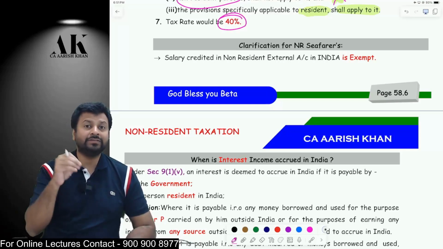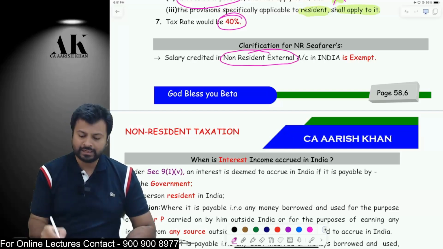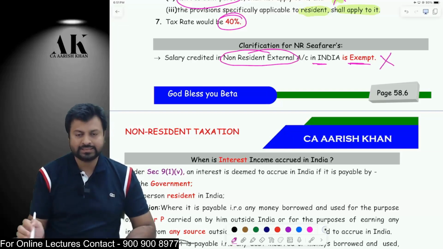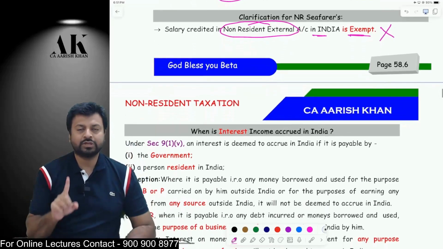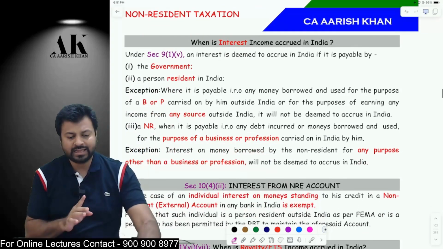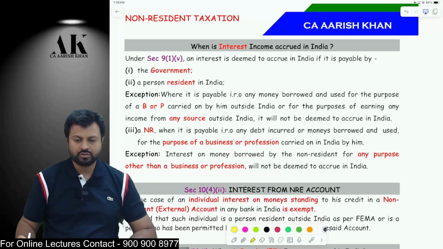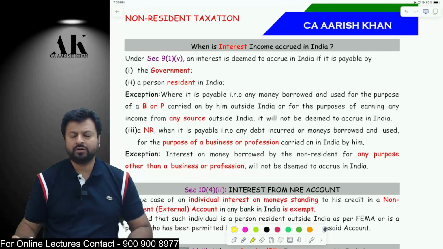Now, if I receive my salary in a non-resident external account, an NRE account in India, then that is exempt under income tax law. This exemption is only for non-resident seafarers. If non-resident seafarers receive their salary in the NRE account in India, then that is exempt under the income tax law. Okay. So let's go ahead with the next part, which is a very important part for your examination.